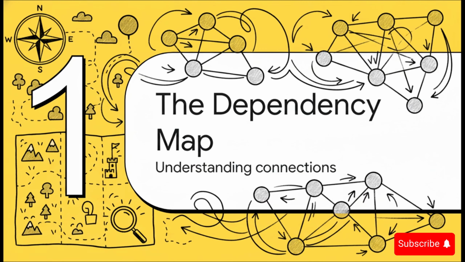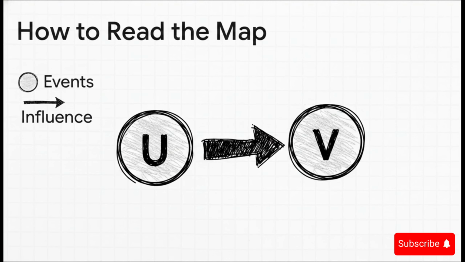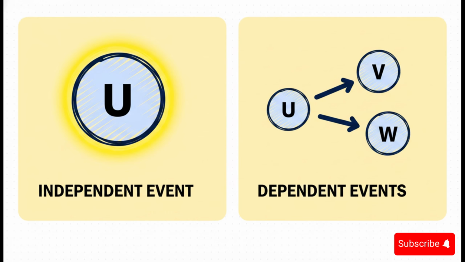Let's break down what these circles and arrows are really telling us. Honestly, it's pretty straightforward. The circles, those are just our events, and the arrows, they show who influences who. So when you see an arrow pointing from U to V, all that means is that what happens with V, well, it depends on what happened with U. Simple as that.